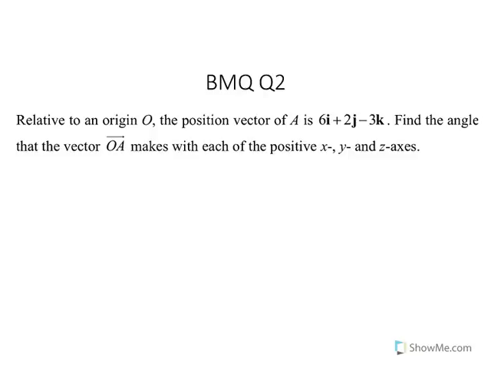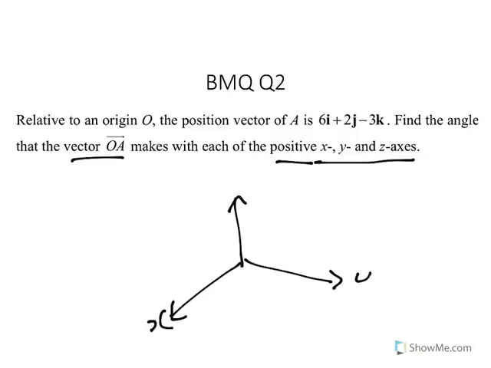Okay, so this is BMQ question 2. We are looking at the angle that OA makes with each of the positive x, y, and z axes. If we look at the x, y, z axes, this is our x, this is our y, and the z axis is just like taking your right hand and pointing it towards you.